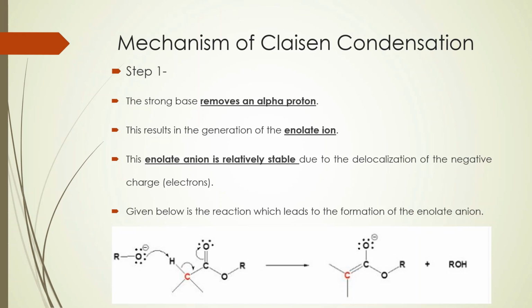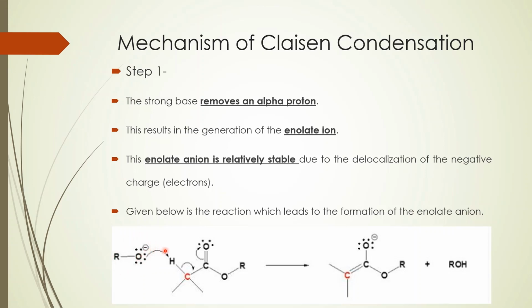This enolate anion is relatively stable due to the delocalization of the negative charge, that is electrons. So we know that a molecule is more stable when there is a delocalization of a charge. So the enolate ion which is formed here is stable due to the delocalization of the charge on the oxygen atom. Here is the representation of step 1. This RO negative is the part of a strong base, that is alkoxide ion.